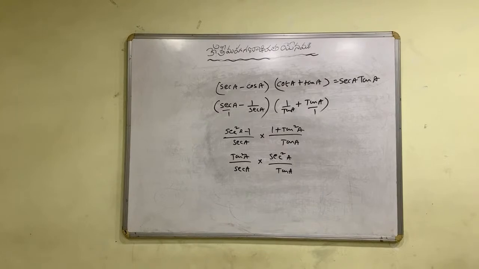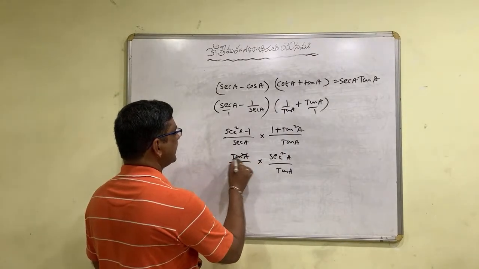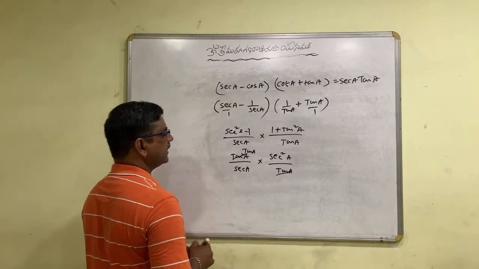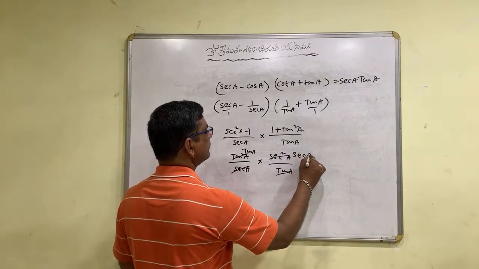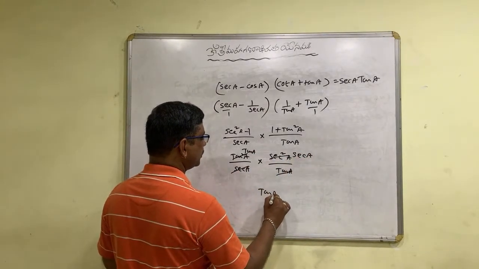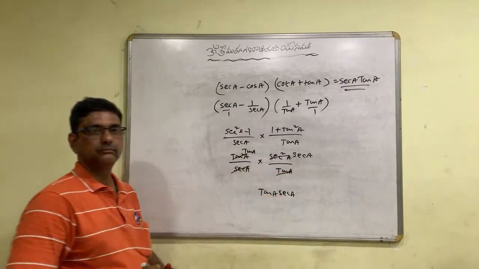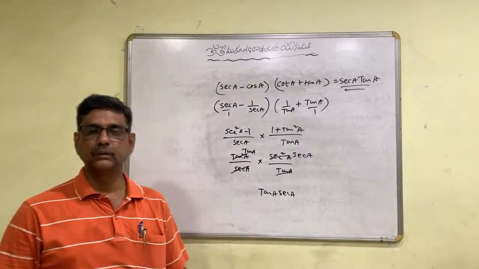Cancelling. Good. Out of tan square A, one tan A gets cancelled, remaining is one more tan A. And here also secant A. So the answer is tan A into secant A, which is our answer. See, secant A tan A, and we got the same. Understand, children?